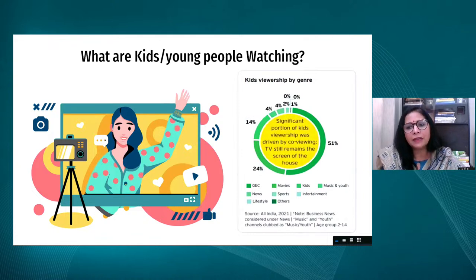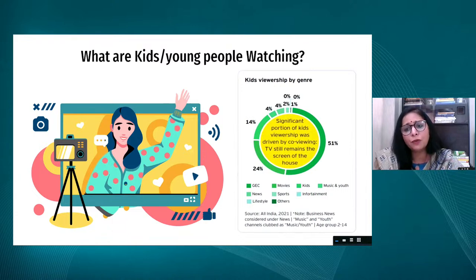Another very important thing when we are talking about the media and entertainment sector, and this is something which is very alarming: look at what kids are watching. When I'm saying kids, I'm talking about 2 to 14. And this is something which came in the FICCI KPMG report. And this is kids' viewership by genre.